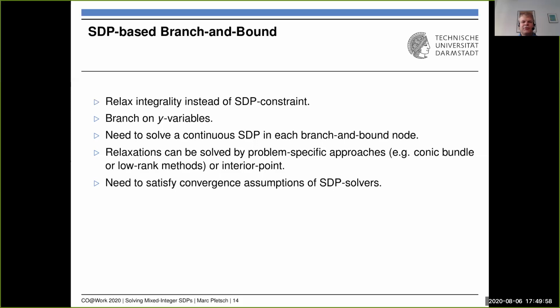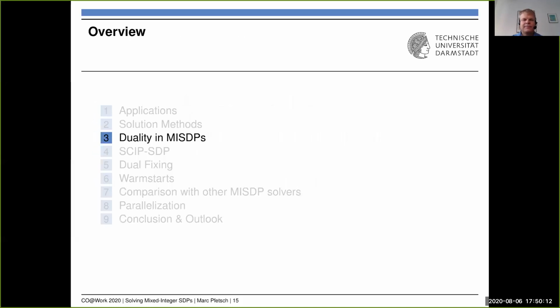One downside of this approach is that we have to solve this SDP in each node. So we somehow have to satisfy the convergence assumptions of the SDP solvers. And this is what we are going to discuss next. So it's a section about duality and mixed integer SDPs. And the question is really, if our SDP in the root node has nice properties so that it can be solved by interior point methods, will the same be true for the nodes in the tree if we are branching or adding cuts?